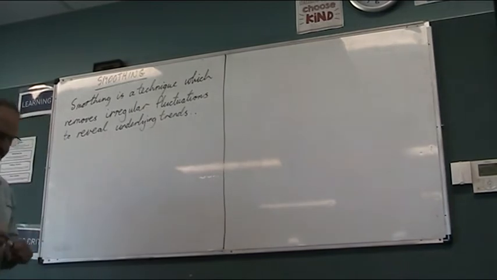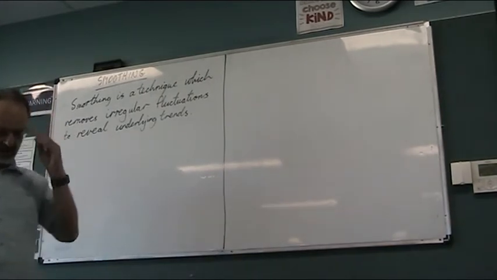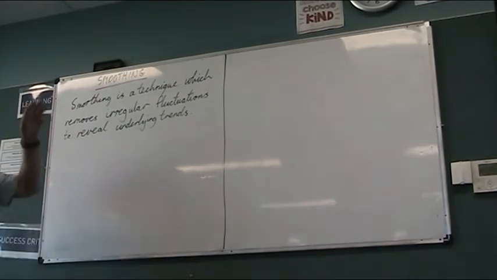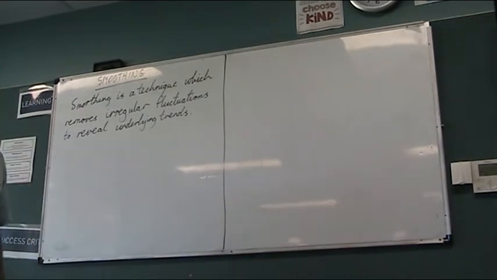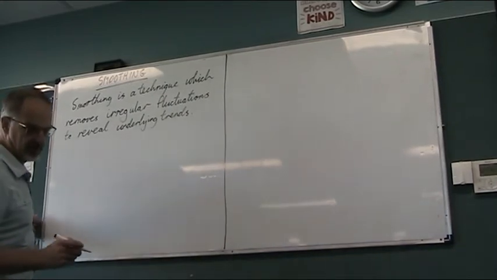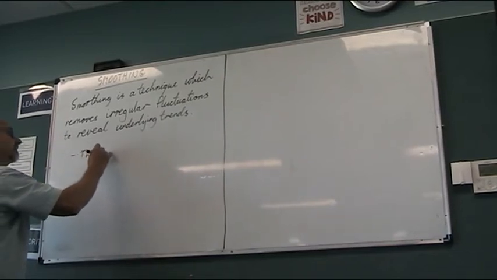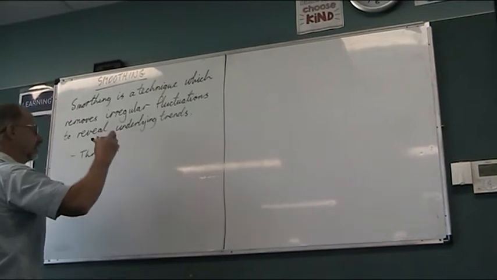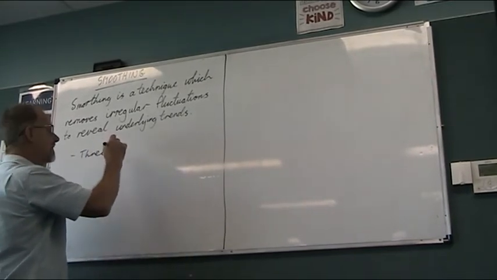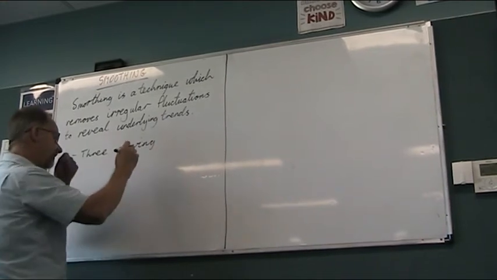Yeah. All right. So sometimes the underlying trend could be tricky to see because you've got some irregular fluctuations going up and down. So we use smoothing. There's a few different methods with smoothing. We're going to use the mean method of smoothing. There's one that we're going to do, but there's variations of it.